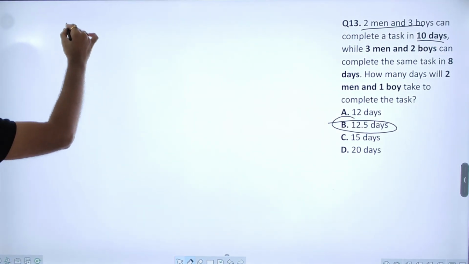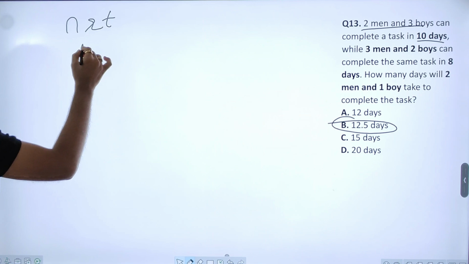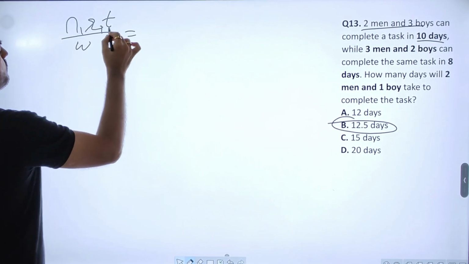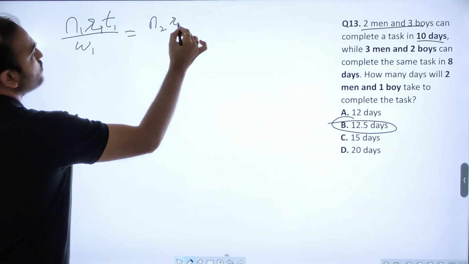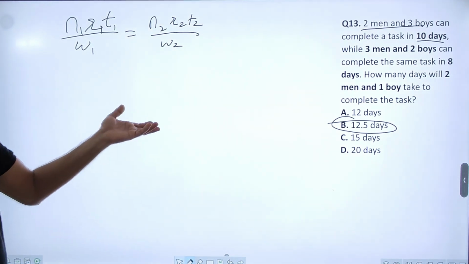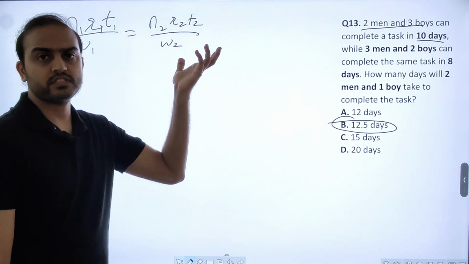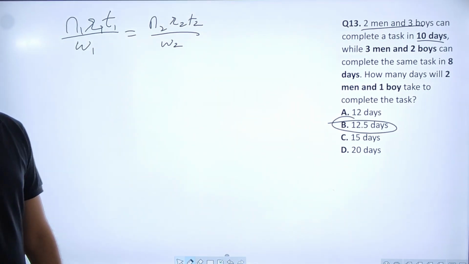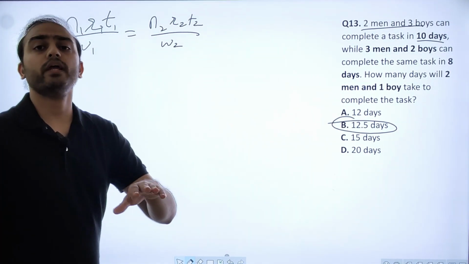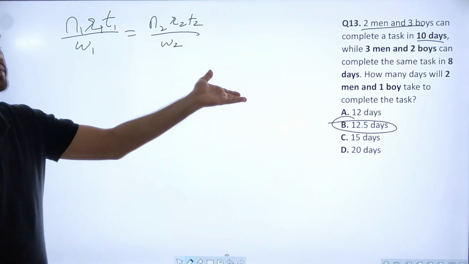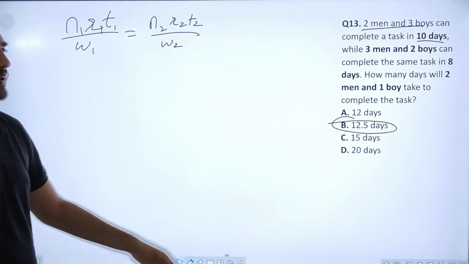So we have nRT by W is equal to N1 R1 T1 by W1 is equal to N2 R2 T2 by W2, where N is the number of people involved, R is the rate or efficiency or speed, T is the time taken by them, and W is the work done by them. Again, do not worry, I'll be covering this in the next part. Because we are doing this question, I just thought I'd show you a different way of solving it.